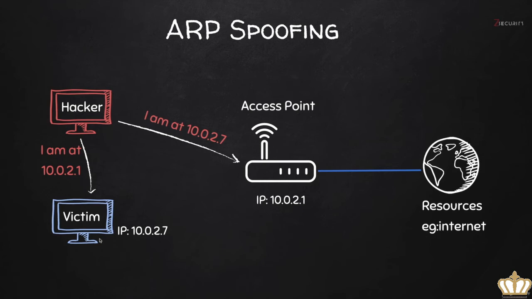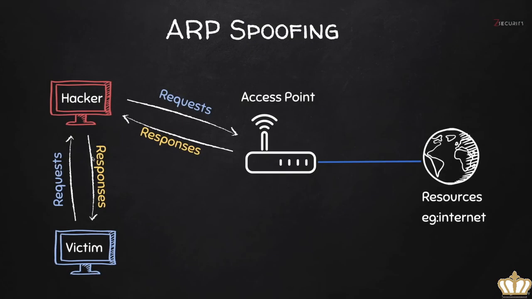So the result of this, the victim is going to think that I am the router, and the router is going to think that I am the victim. So anytime the victim wants to send any requests, the requests will have to flow through my computer, and I'm going to forward them to the router. And then anytime the access point or the router wants to send responses, they're going to go to my machine because it thinks that I am the victim, and then I'm going to forward it to the victim. So as you can see, this puts me in the middle of the connection and it gives me so much power, and we'll see all the things that we can do once we become the man in the middle.